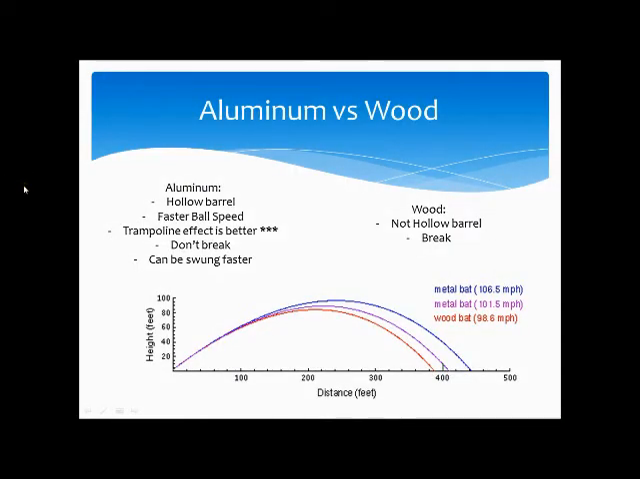The next part is aluminum versus wood bat. Aluminum has a hollow barrel. It has a faster ball speed, the trampoline effect is better, it won't break, and it can be swung faster. The wood barrel is not hollow, and it will break. As you can tell in this graph, the wooden bat does not hit as far as either of the metal bats represented by the blue and purple lines.